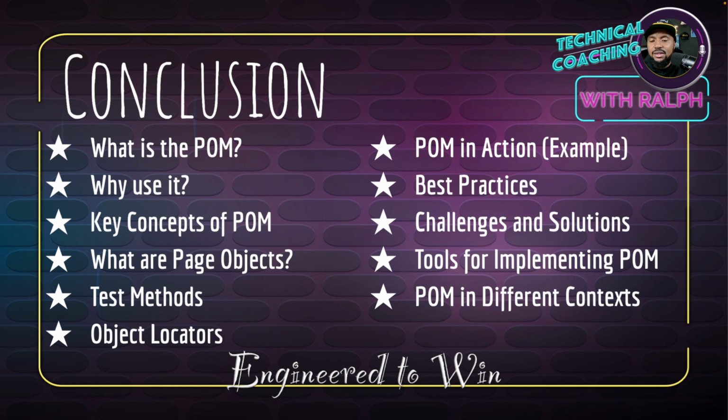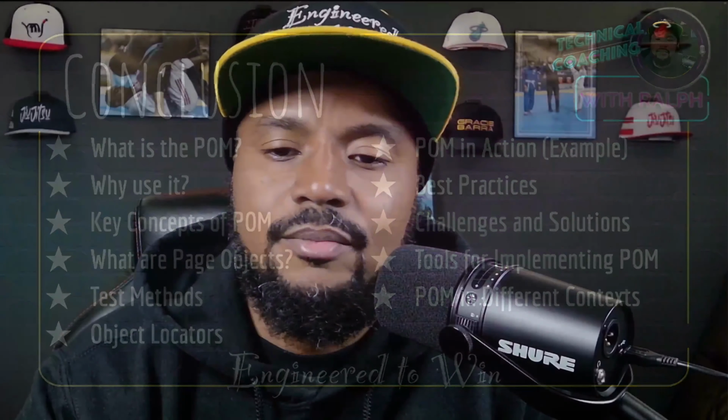We didn't go in depth about the framework, but we did see how it would be used. We went into the best practices for using the page object model, some of the challenges and the solutions, right? And then tools that we could use to implement the page object model. And then we talked about the page object model in different contexts. All right. So with that being said, that concludes our presentation on the page object model.